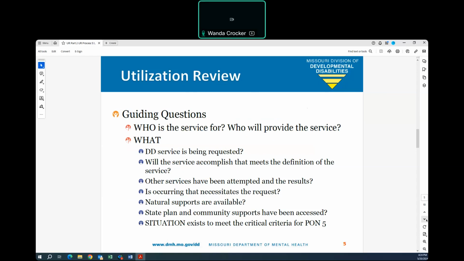What state plans and community supports have been accessed, and we're going to talk about more of that in our utilization review part 3. What situation exists to meet the critical criteria for a prioritization need of 5? And I'm sorry, state plan natural supports is in part 4 because the critical criteria is part 3. But describe what the specific situation is in detail that leads you to believe that this person meets the highest priority level, that they, before anyone else asking for this service, should be given priority.